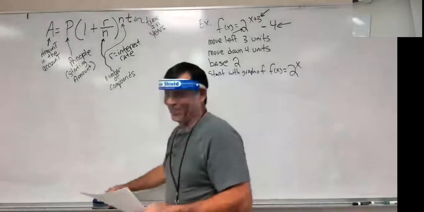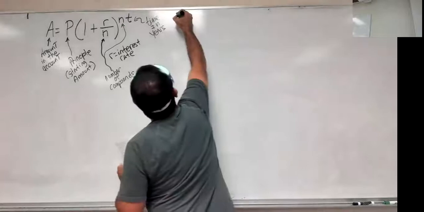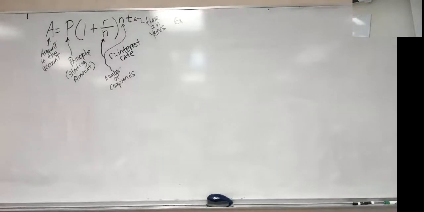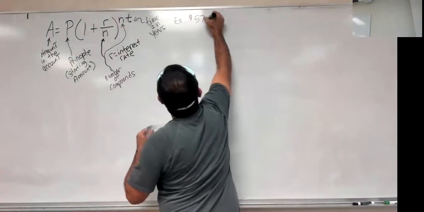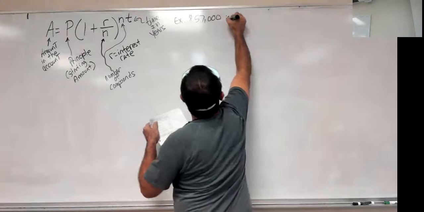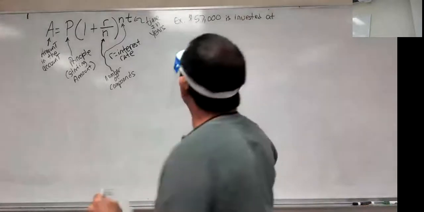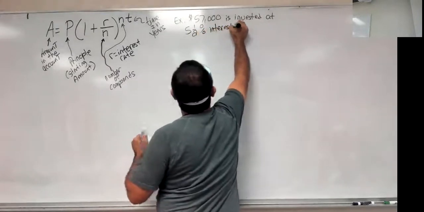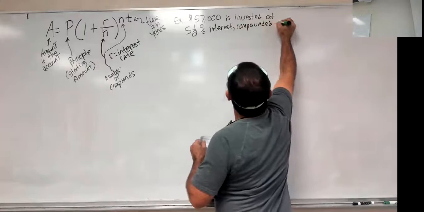All right, so let's go through these questions. You ready? All right, so we're going to suppose 57,000 is invested at 5.5% interest, compounded quarterly.